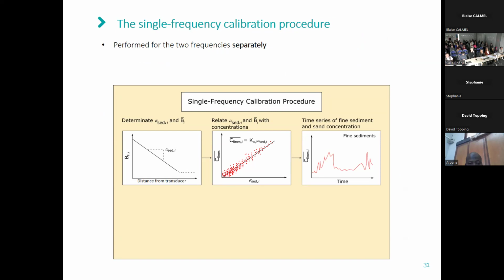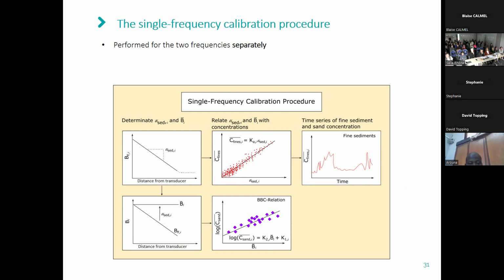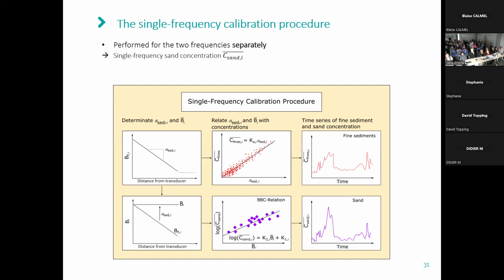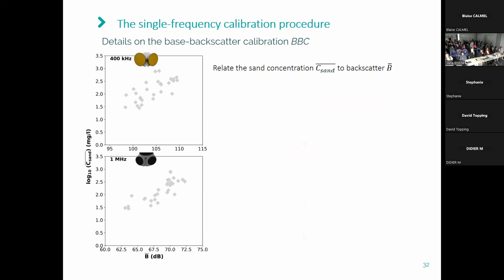Then in the next step, using the attenuation and the acoustic profiles, we determine the backscatter and the beam average backscatter. We then relate this beam average backscatter with the logarithm of the sand concentration in a so-called BBC relation, the beam backscatter calibration. This relation allows us to determine the single frequency sand concentration and its time series. So now about this BBC relation, it relates, as I said, the logarithm of the sand concentration to the backscatter, for each of the two frequencies separately.